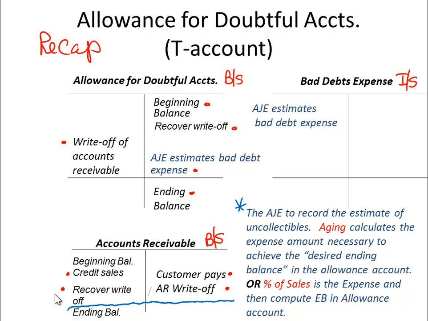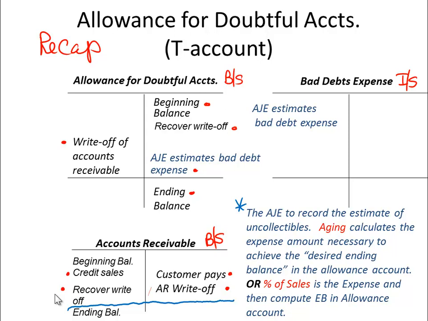We know also about accounts receivable, which is on the balance sheet. It's a current asset increased by debits, so it'll have a beginning and ending debit balance. It's increased by credit sales. It's also increased when we recover an account. In other words, a bad customer comes through with cash. And it's reduced when customers pay cash or when we write off particular accounts.